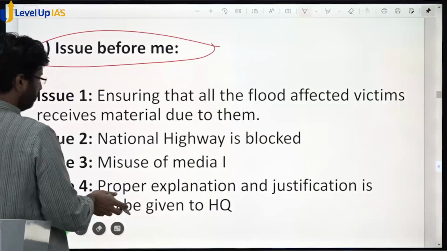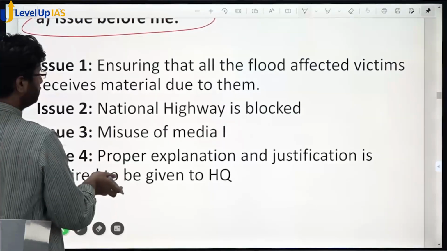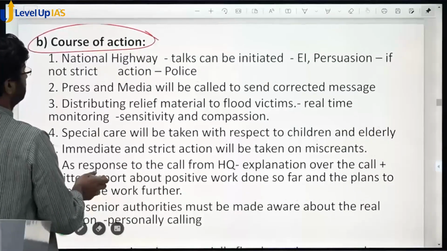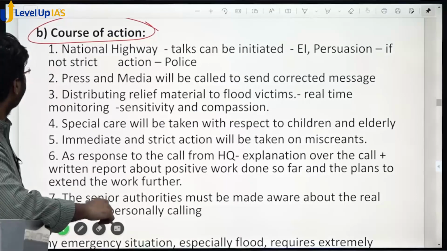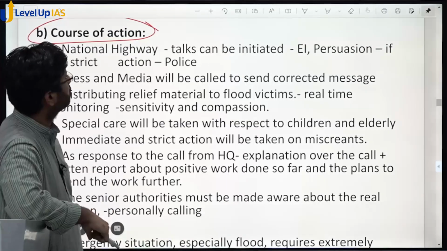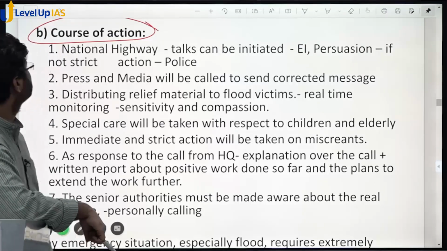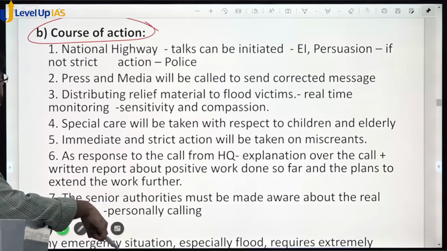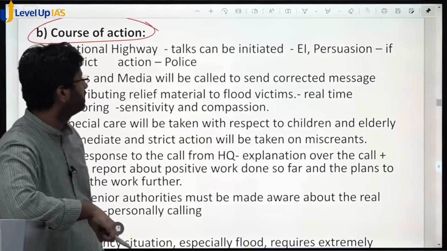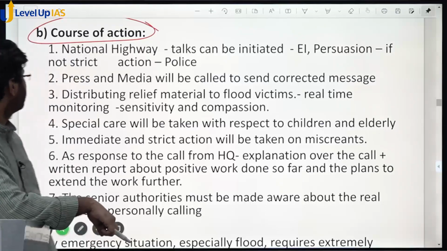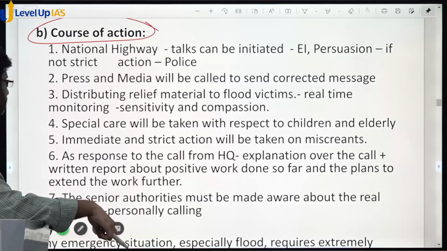all the 4 issues need to be kind of tackled here. You cannot keep that thing pending. So national highway talks can be initiated. Emotional intelligence, वो general persuasion करना है, no strict police action अभी के लिए to start off. Press and media will be called to send corrected messages. Distributing relief material to flood victims, real time monitoring, sensitivity and compassion वो है.